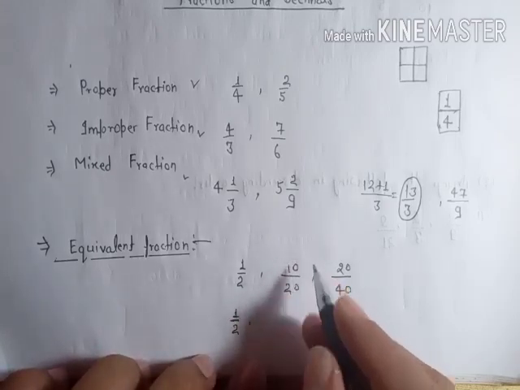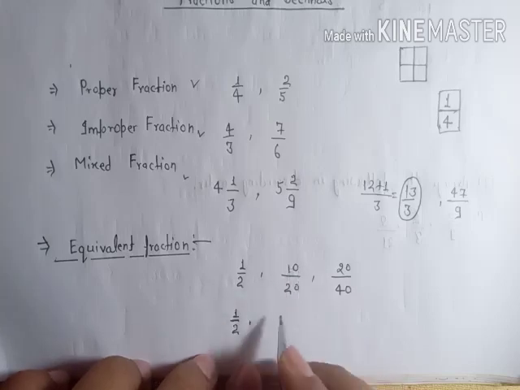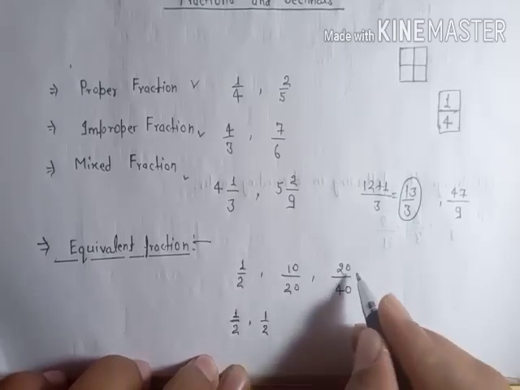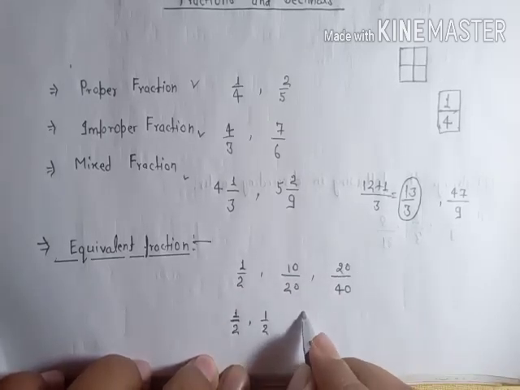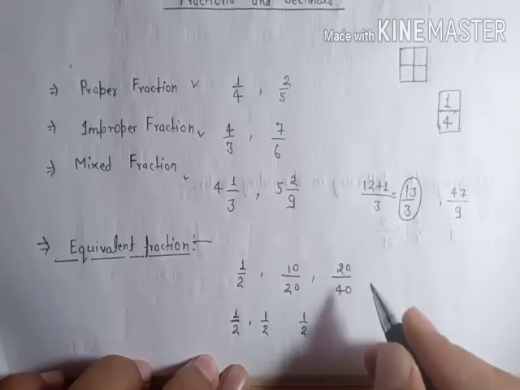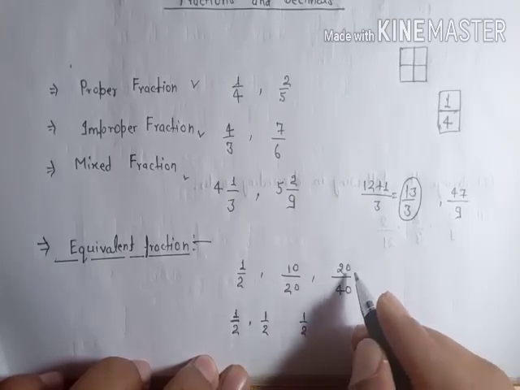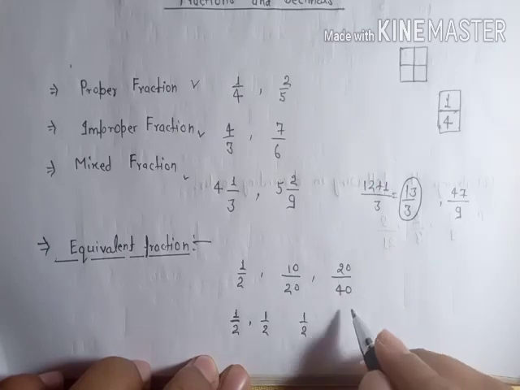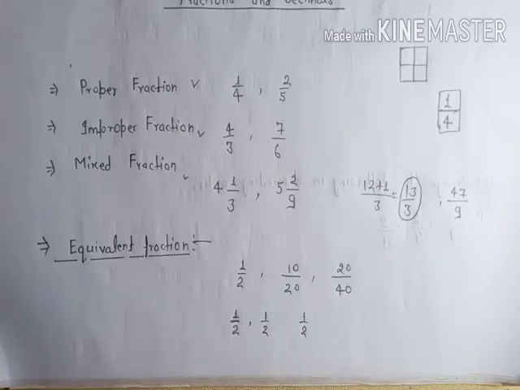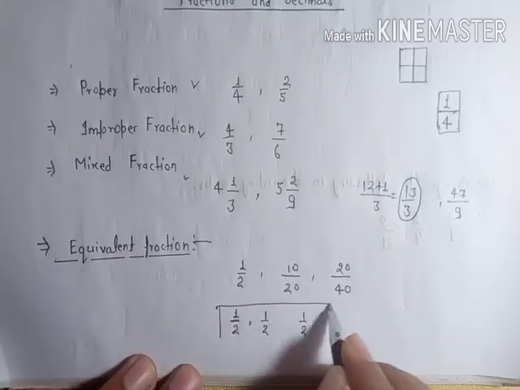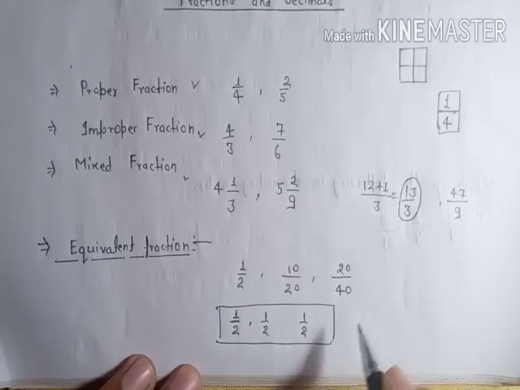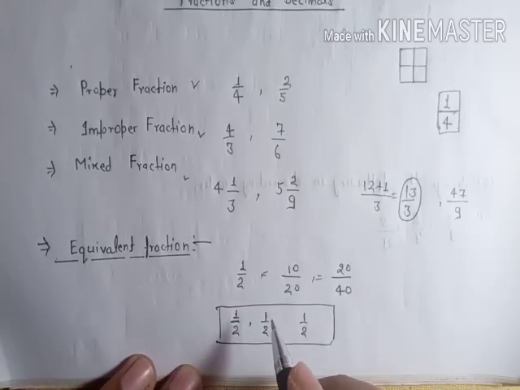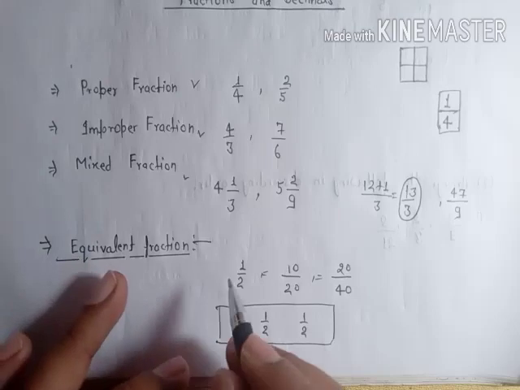Now it is 1 upon 2, and here 20 upon 40 also becomes 1 upon 2, because 20 1s are 20, and 20 2s are 40. So you can write 1 upon 2. So you can see that eventually all these fractions have equal value, and therefore these are called equivalent fractions.